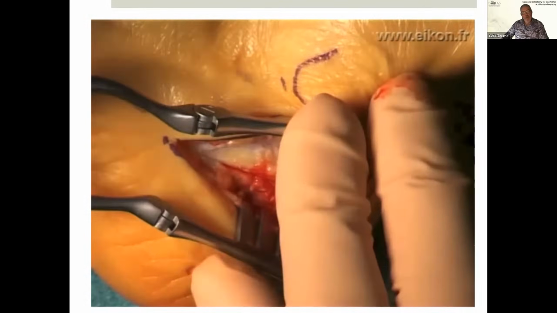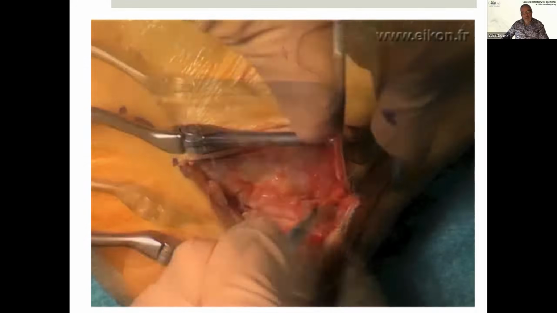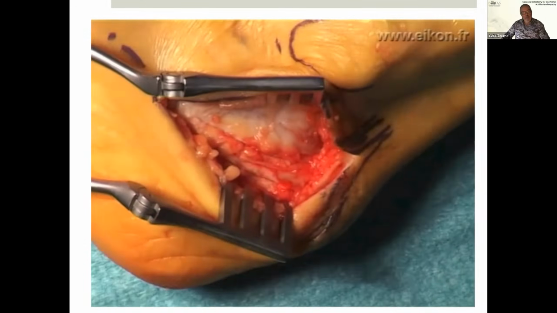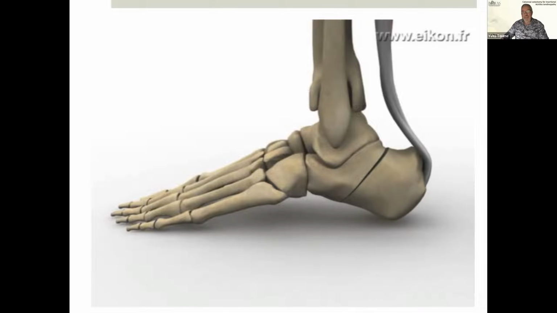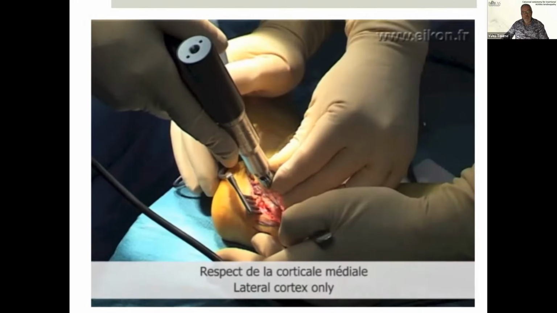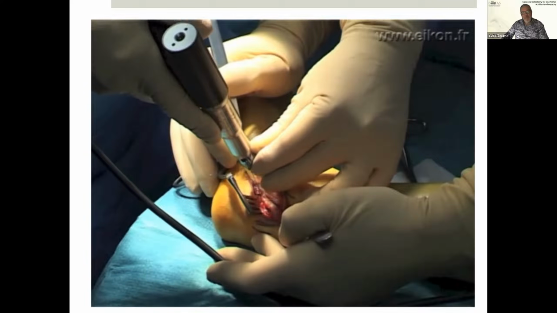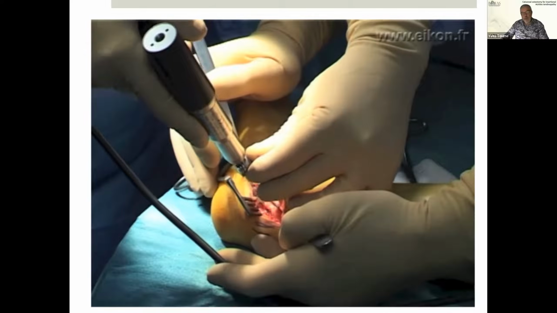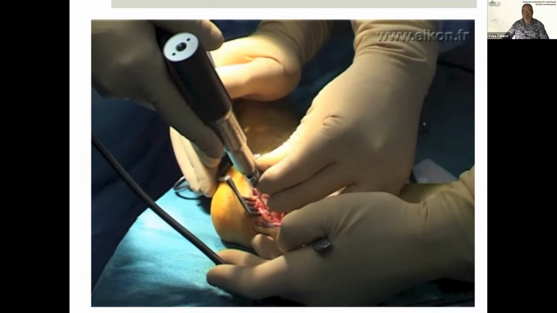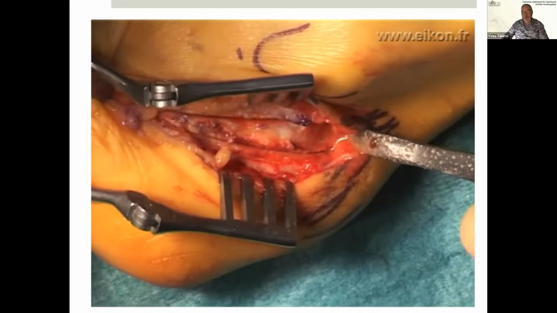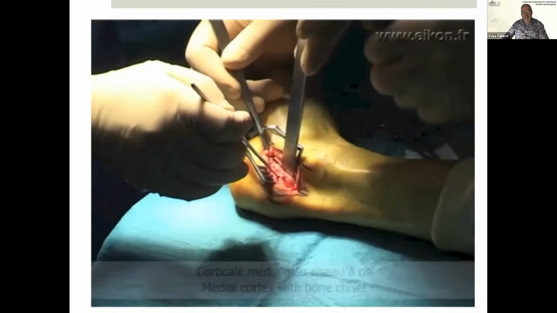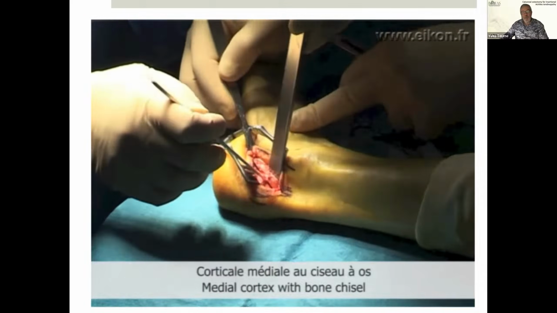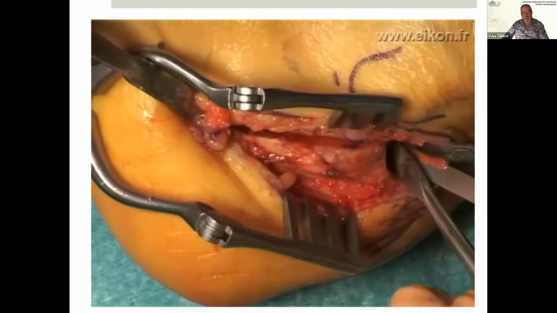So the goal is to find the superior aspect of the calcaneus and the inferior aspect where the aponeurosis is inserted. Even if this animation is not really the reality, this is the effect we obtain with this osteotomy. So we remove this wedge, and at the moment that probably will change with the use of the weight-bearing CT. We do not really have an assessment of how much you have to remove, but it could be a part of the discussion later on.